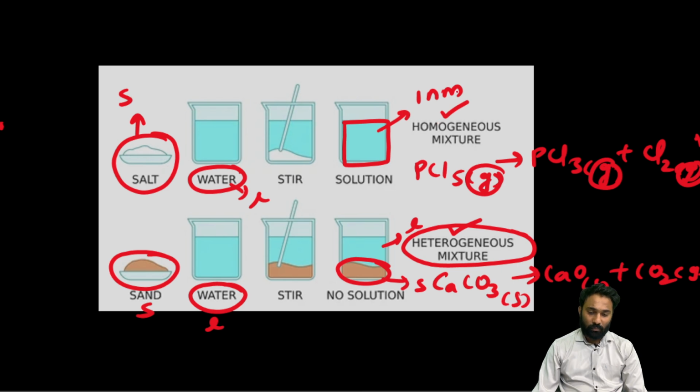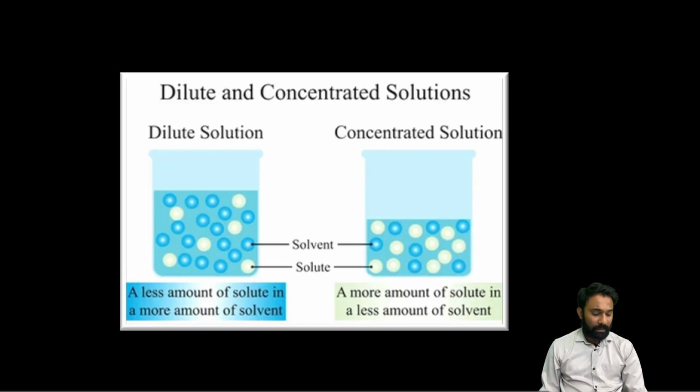Clear? Now, next we are going to move depending upon the type of the solutions. Here we have dilute solution and concentrated solution. So when can we say it is a dilute solution and when can we say it is a concentrated solution?